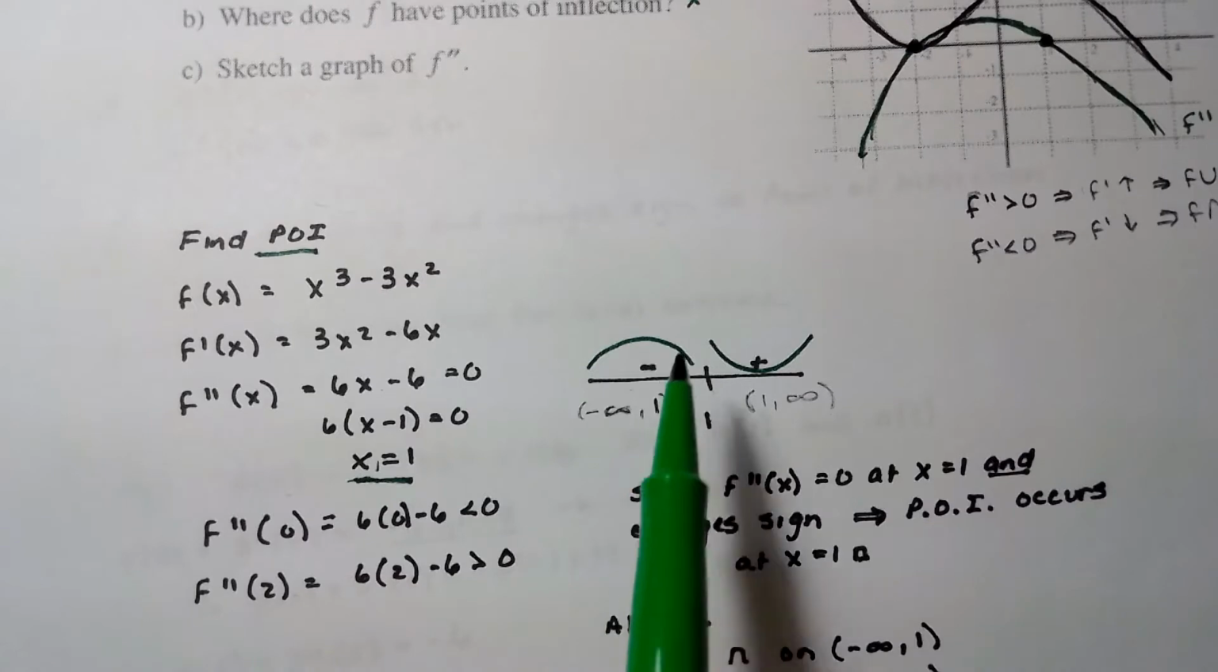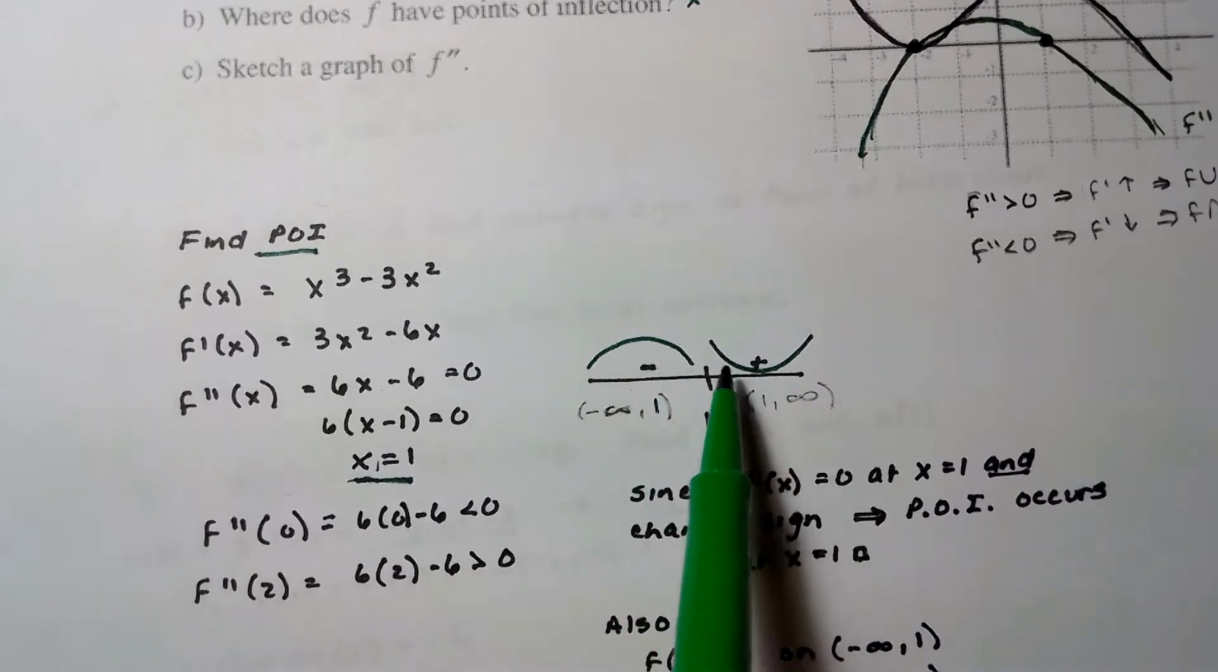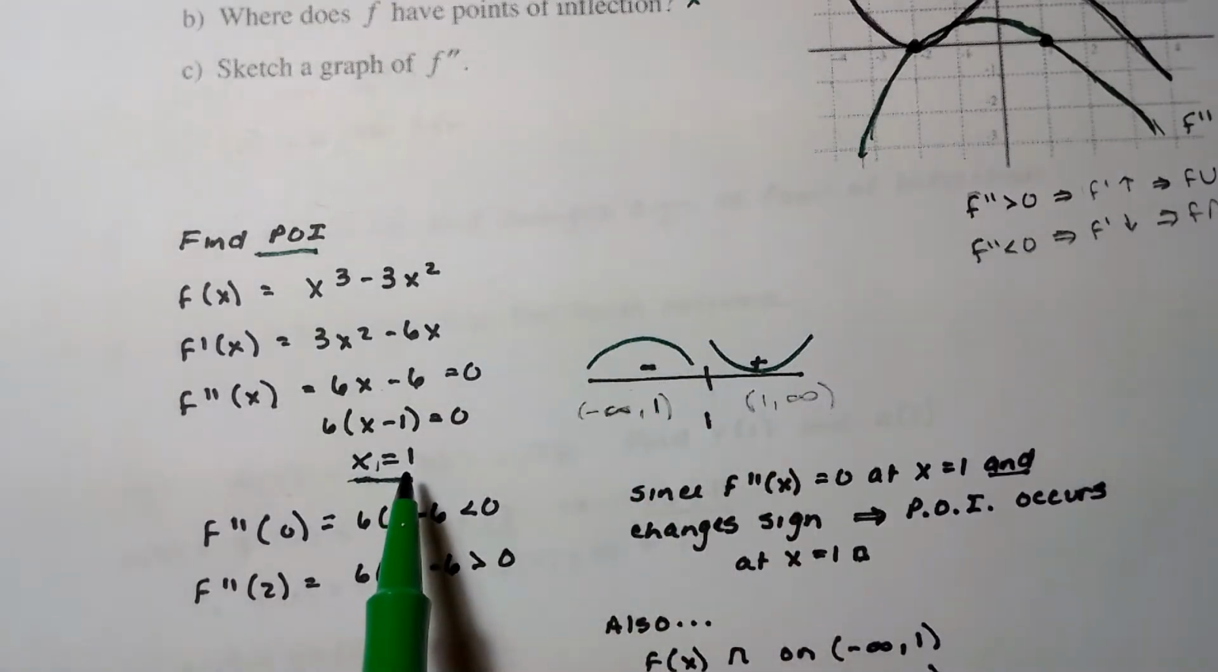So since the signs change, f double prime of 1 is equal to 0 and it changes sign, then I know there's definitely a point of inflection, or a change in concavity, on the graph of f, even if I don't have a calculator and I can't see it.